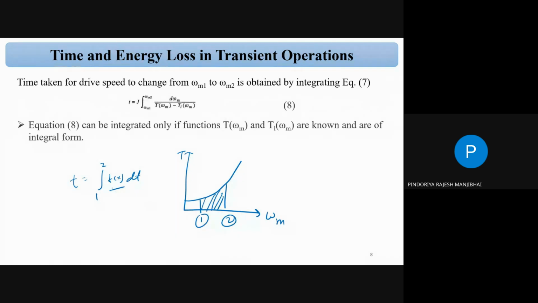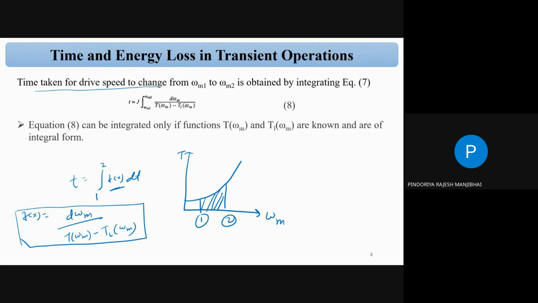So in this case, f of x is nothing but J d omega m by dt, function of omega m, minus TL, function of omega m. Correct? So f of x is nothing but this function. Okay. So finally, the time taken for the drive speed to change from omega m1 to omega m2 is obtained by integration of equation number 7. So we can just integrate and take this area.